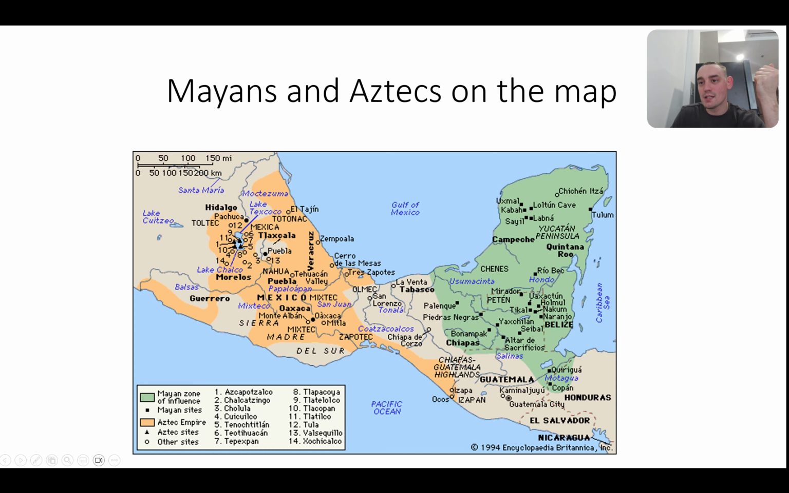an eagle sat on a cactus, eating a snake. All right, he had a snake in his beak, and that was believed to be the sign: we are going to settle here. Right, so that's very similar to the Jewish idea of roaming the desert for 40 years waiting for a sign. And then the Mayans, right? They slowly but steadily just moved over here.